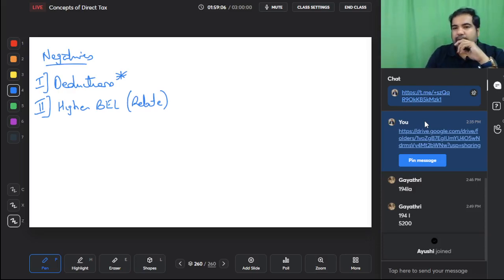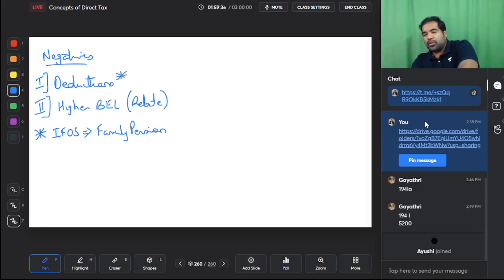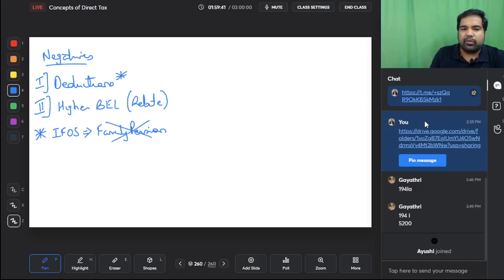So now the negatives. The first negative is a big negative, deductions you will not get. So let's do one chapter and let's see which deductions you will not get. First, let's take IFOS. In IFOS, there was a deduction for family pension. That if you get family pension, which is taxable under IFOS, you will get a deduction of 15,000 or 1/3 of the pension received per month, whichever is less. That you will not get anymore under IFOS.